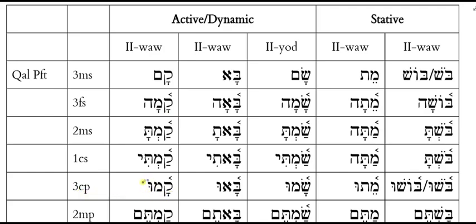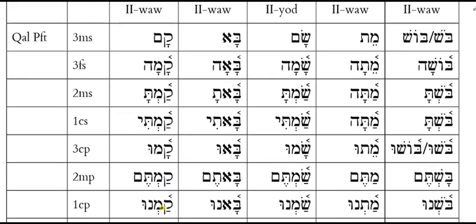I've got that long a because shureq is vocalic. But when I have consonantal endings, I'm going to get the short a. So qamta, you arose. Qamti, I arose. Look over here at the second masculine plural. Qamtem, y'all arose. And then for the first common plural, qamnu, we arose. Again with that short patach because I'm adding consonantal endings here.